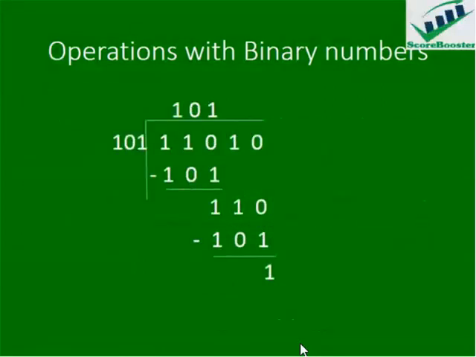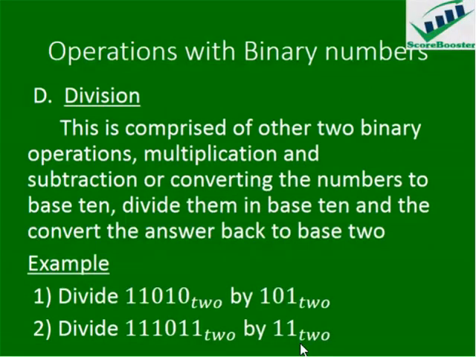So now we move to examples. So you divide 11010 base 2 by 101 base 2. The second example says we should divide 11011 base 2 by 11 base 2.